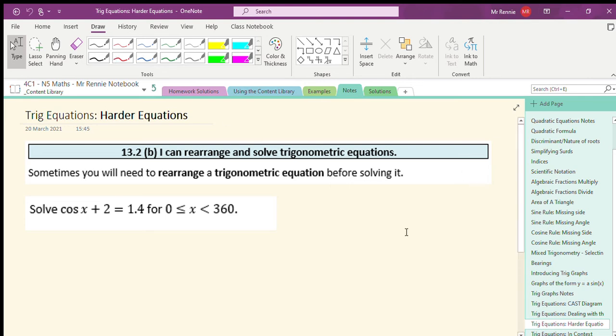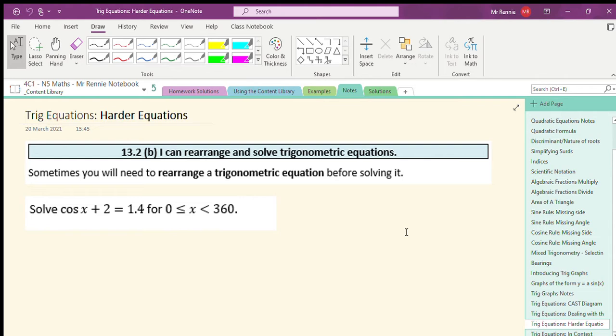Hi there, in today's video we're going to be filling in section 13.2 part B on trig equations, where it's asking us to rearrange the equations before we begin to solve them. Sometimes, and most often during exam style questions, exam level questions, we will be asked to rearrange our equations first before we can then solve them.